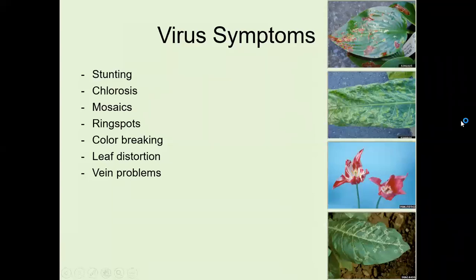Virus symptoms, you can see in here the hosta. We have some stunting, we have chlorosis, we have mosaics and ring spots. The color breaking, as you see in the second picture down, would be more of a mosaic. Leaf distortion, a lot of time viruses can be mistaken for herbicide damage.